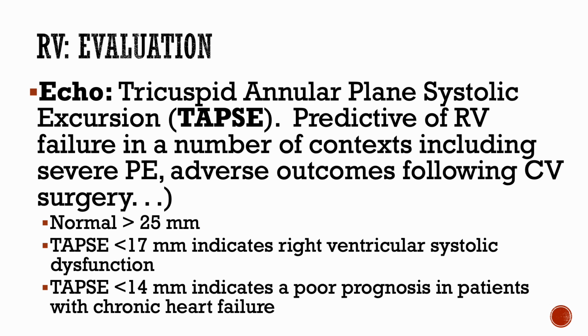One is the tricuspid annular plane systolic excursion, or so-called TAPSE, and that's a measurement that's made at the tricuspid annulus where the leaflet of the free wall of the right ventricle is inserted, and you're comparing its movement in systole. Normally it moves about 25 millimeters. Less than 17 indicates right ventricular systolic dysfunction, and less than 14 is associated with poor prognosis in patients with chronic heart failure.